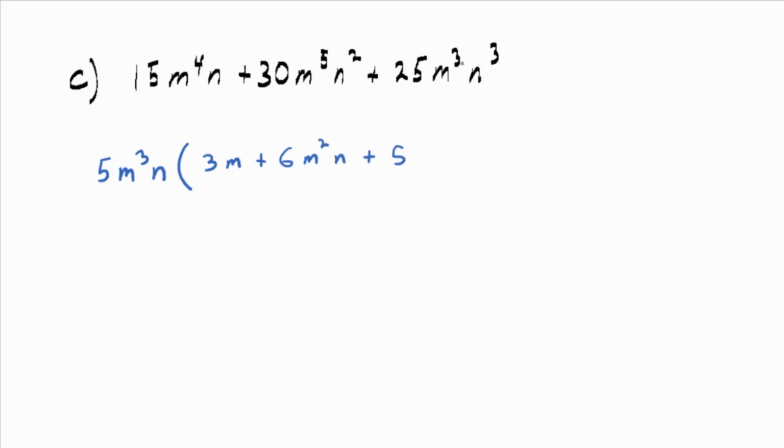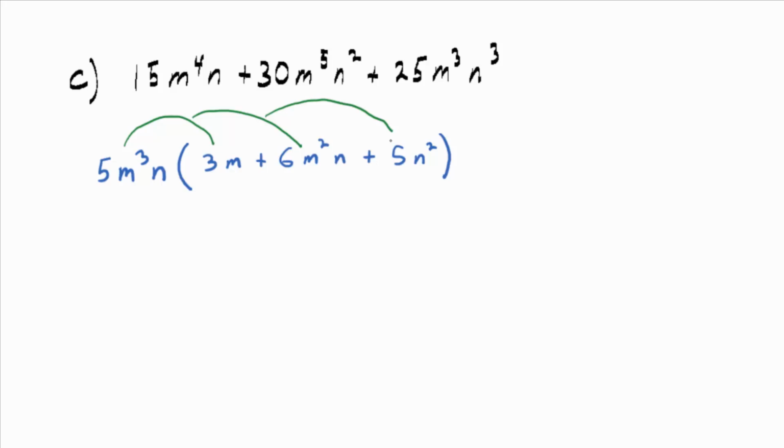5. Okay, we took out a factor of m cubed, so that's gone, and then we took out a factor of n, which leaves n squared. Could you check that by multiplying it out? Realize you always can do that. So multiply it back out, and you'll see you get exactly what you started with. Okay, any questions on factoring out a GCF?